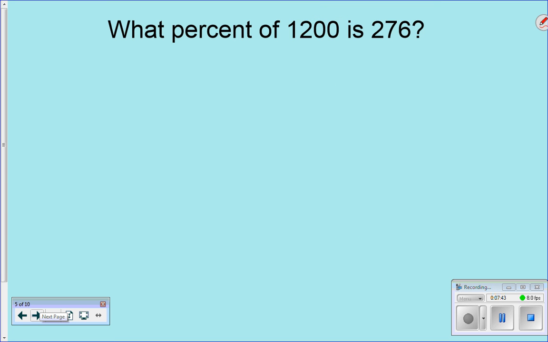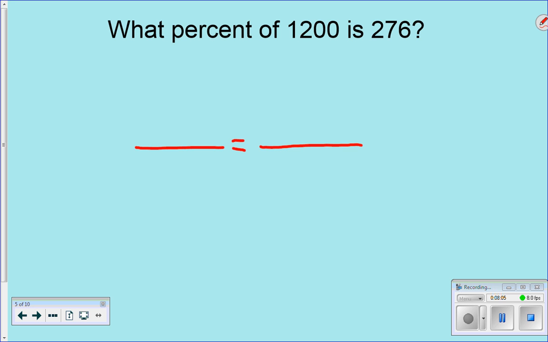All right, let's talk about this one. Here's another type, okay? This isn't going to look for your part this time. This is looking for something else. So what percent of 1200 is 276? How would I set it up? Okay, somebody I haven't heard from yet. Let's talk to Riley.